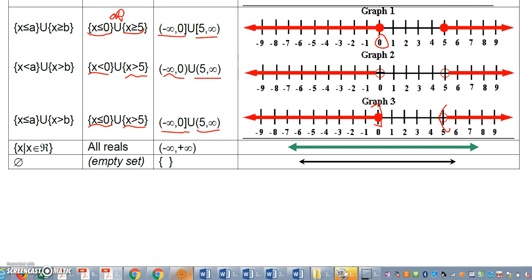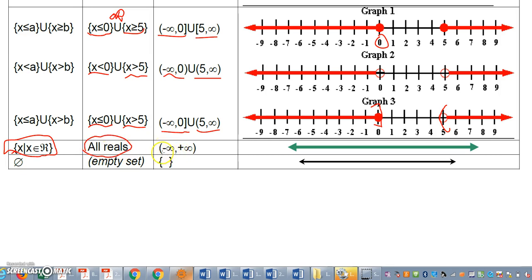Again, it just depends on what your instructor prefers to see. Now, I want to cover a couple of other sets, and these are sort of the opposites of one another. If your solution is all values on the number line, then in set builder notation that would be x such that x is an element of reals. In other words, that means x is all real numbers.